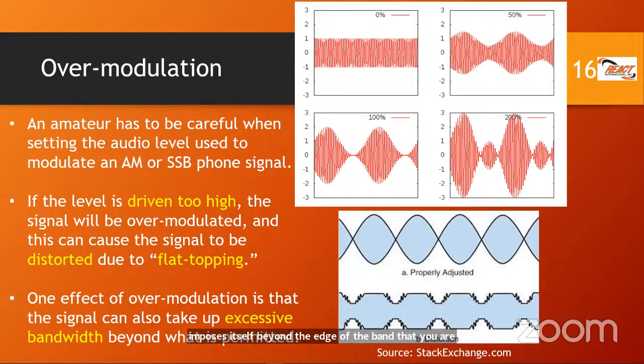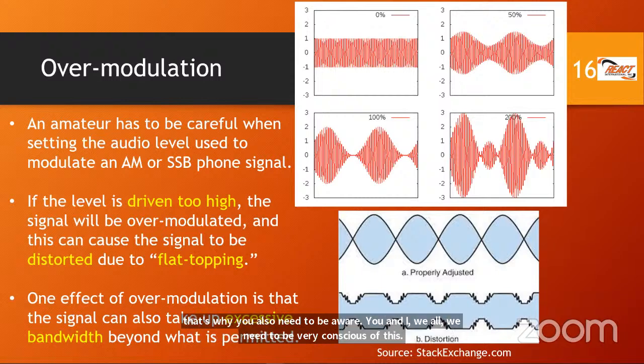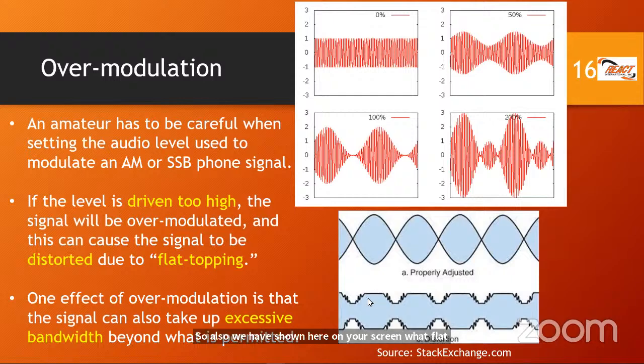You and I, we need to be very conscious of this. We don't want to over-modulate and next thing we over-deviate and go into another band that we don't have a license for, right? We have also shown here on your screen what flat topping is. You over-modulate and then it clips. So that part of your voice will clip and you will sound horrible. You'll sound terrible. You will not be as clear, and the fidelity will be very low. It really is irritating when you hear someone that's over-modulating. You have to ask them to repeat. They sound loud, yes, but they're distorted.